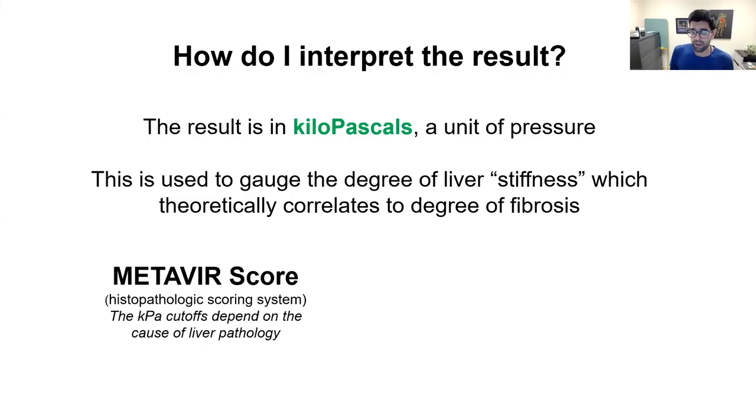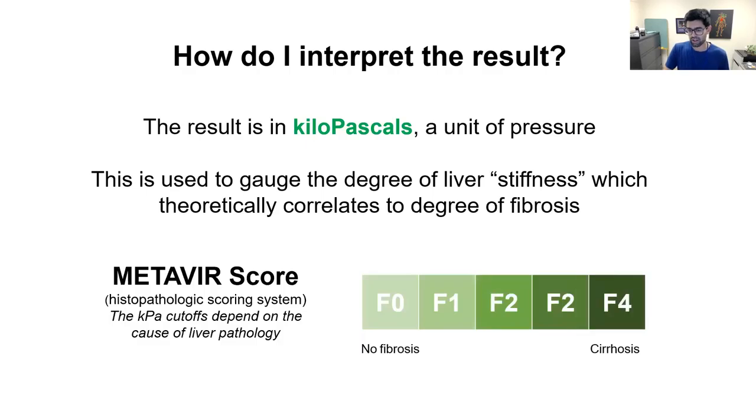What we use is something called a METAVIR score. And this is actually a histopathologic scoring system that is then applied with the FibroScan results. So you have different kilopascal cutoffs depending on the cause of liver pathology. So you'll see F0 through F4, where F0 is no fibrosis and F4 is cirrhosis. So again, if it's fibrosis from cirrhosis, the kilopascal cutoffs are different from maybe autoimmune hepatitis. That is not the point of this talk, but understand there's a difference there.